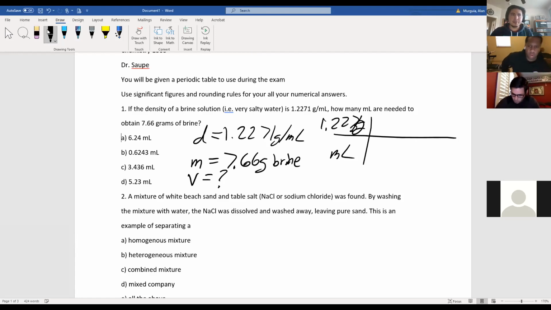Right now, since we know that this is a conversion factor of grams to milliliters, there's a relationship between them, a ratio. We're given a mass of that substance, brine, and the problem is asking us for milliliters. If we're given a mass and we have a density, which is a relationship between mass and volume, we can convert the mass we're given to the volume we're looking for.